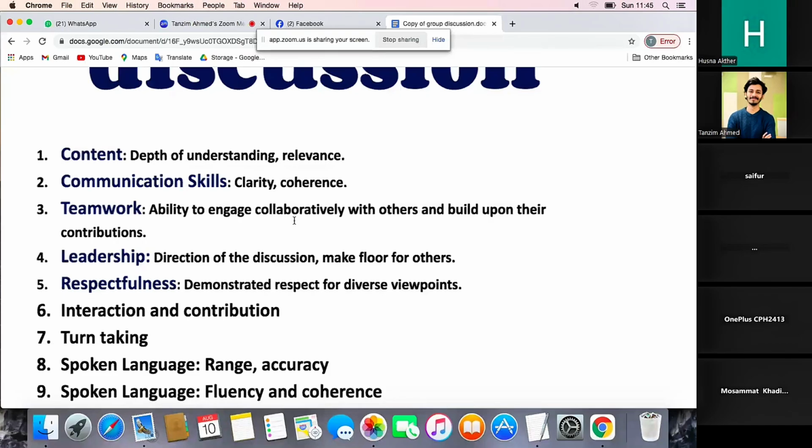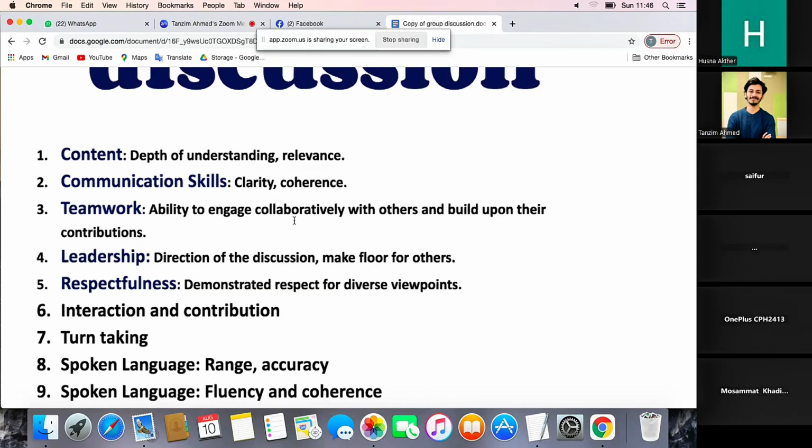So obviously, your depth of understanding and the relevancy. I mean, are you talking irrelevant or illogical things? Right. So don't just talk randomly. Rather, try to speak keeping the relevance. Is it really relevant or not? Is it worth speaking or not?